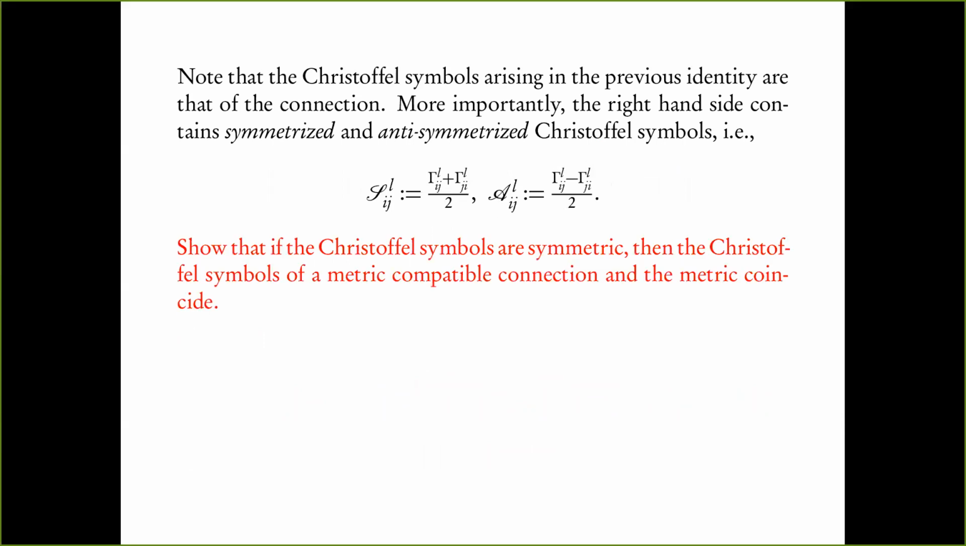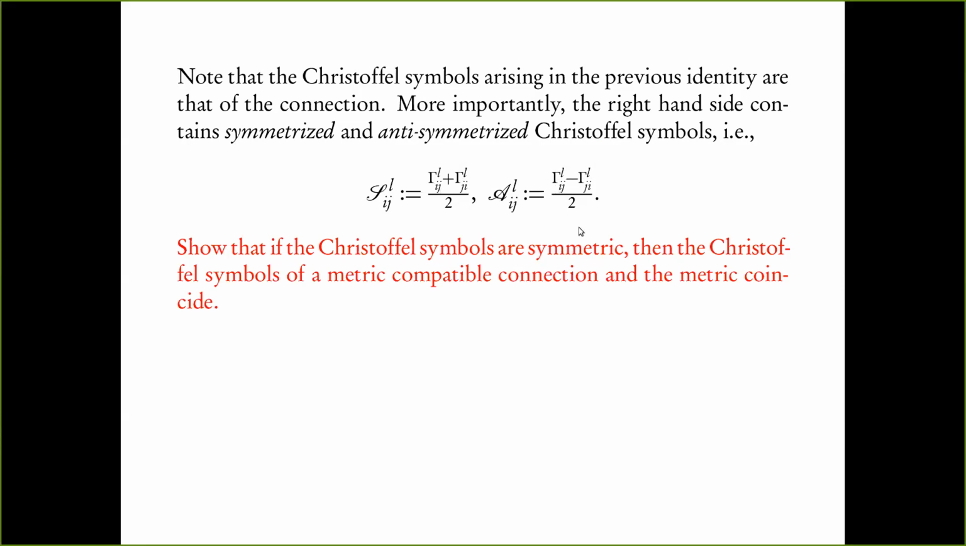So here is an exercise, and this is almost immediate now: if the Christoffel symbols are symmetric, then show that the Christoffel symbols of a connection which is metric compatible, and the Christoffel symbols of the Riemannian metric G are the same. Okay. So why is that? So if the Christoffel symbols are symmetric, that means what? That means the anti-symmetrized Christoffel symbols are zero. That's what saying something is symmetric means.